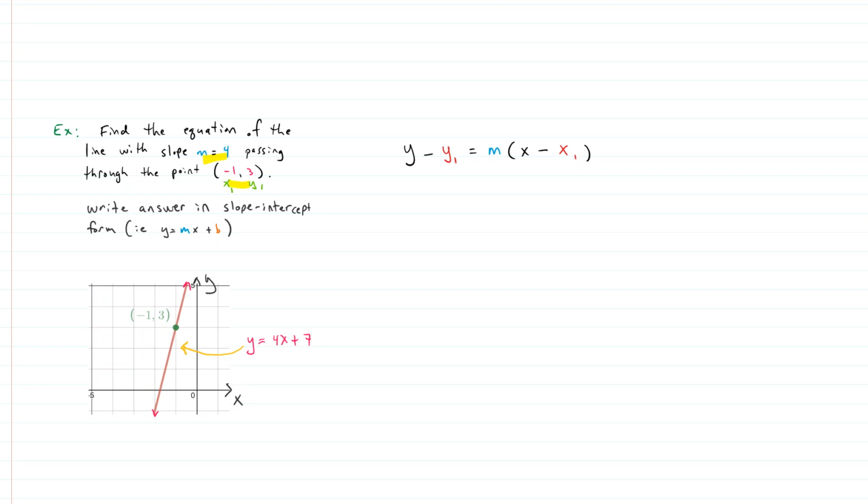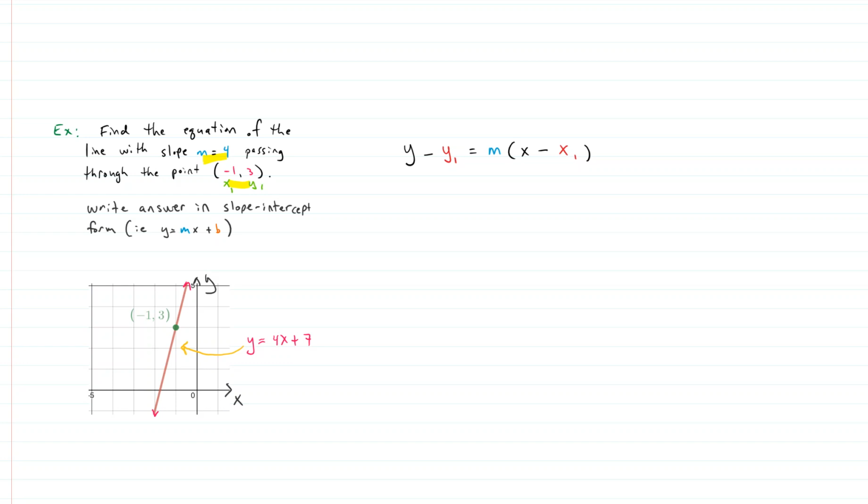I've drawn a picture here. By the way, this picture is done in Desmos. Shout out to Desmos. They're a really awesome online tool, desmos.com. I drew this picture. You can see the point -1, 3 in green. And I have the line that goes through it that has a slope 4 here in red. And that is the line y equals 4x plus 7. But that's the line we're trying to find. And this is how we do it.